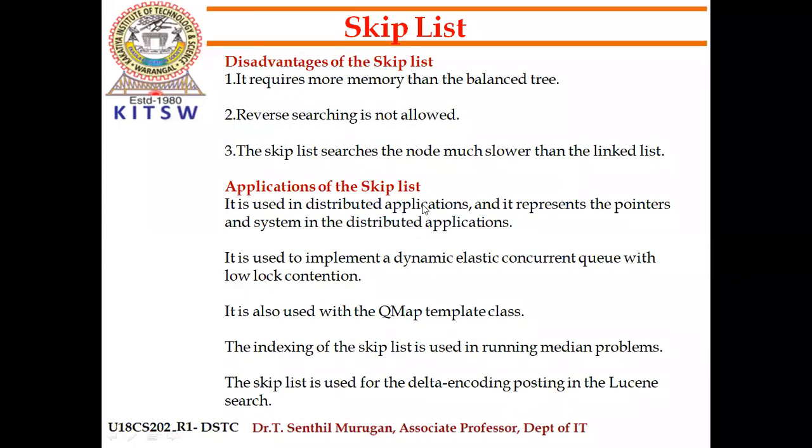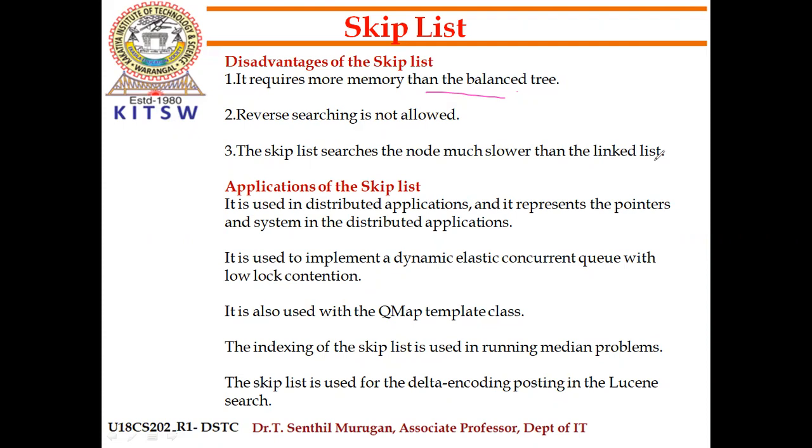Next, the disadvantages of skip list. What are the disadvantages of skip list? It requires more memory than a balanced tree. And reverse searching is not allowed. Why? Because there is only forward direction. The links or keys are connected in forward direction only. The skip list searches a node much slower than a linked list. Okay, much slower than a linked list.